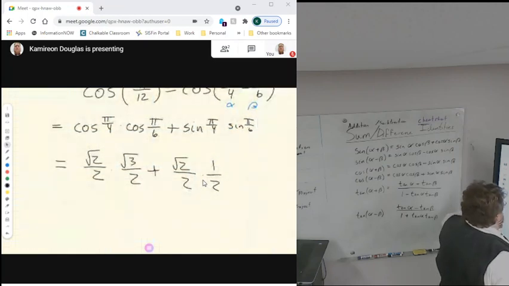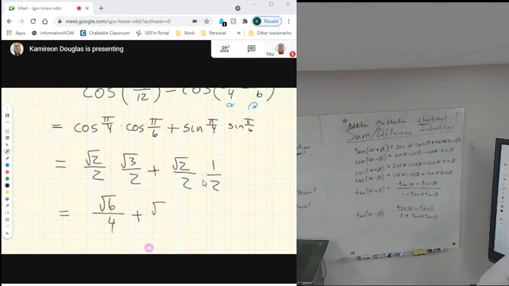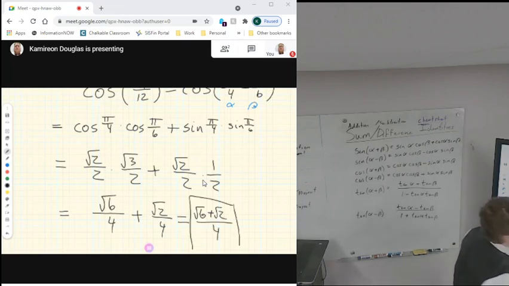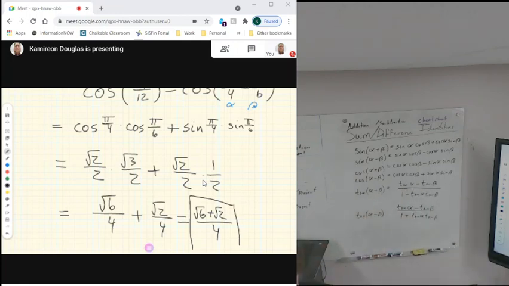Put everything in. Is equal to, again, I multiply top times top, so that gives me square root of 6. Bottom times bottom, that gives me 4. Plus square root of 2 times 1 is square root of 2. 2 times 2 is 4. Looking pretty good. Add those two together. Remember, we add the tops, but keep the bottoms the same. And this should be my solution. Calculator and verify. Make sure it's in radians. It needs to be in radians to check this answer. Cosine of pi over 12.